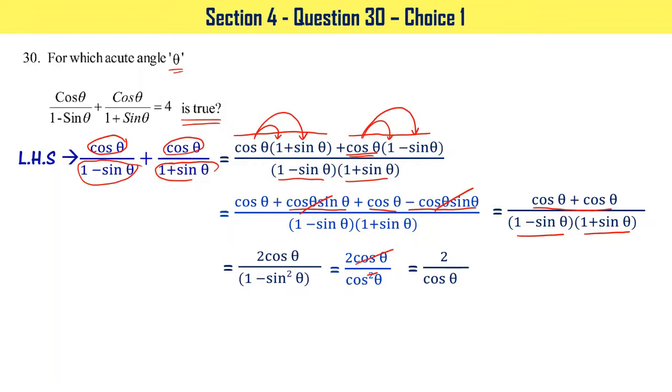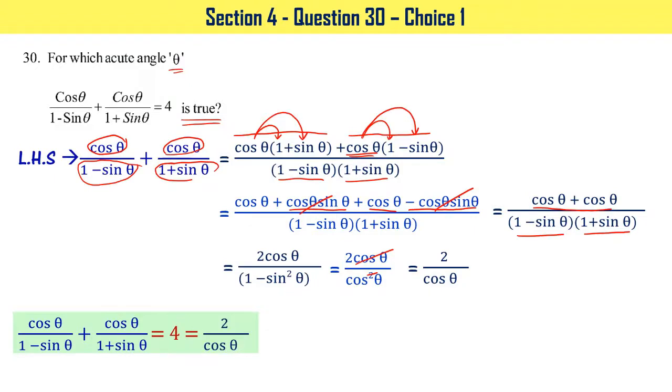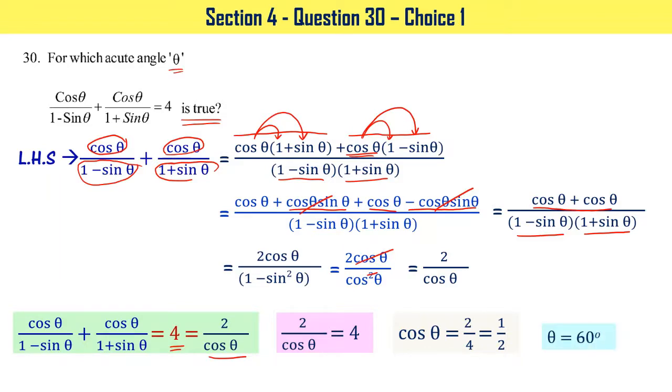Let's now equate LHS to RHS. That says cos theta divided by 1 minus sine theta plus cos theta divided by 1 plus sine theta equal to 4. That is equal to 2 by cos theta, right? It means 2 by cos theta equal to 4. It means cos theta equal to 2 by 4, that is equal to half. From the trigonometry tables, we know that cos theta equal to half means theta is 60 degrees. So the answer is theta equal to 60 degrees. For that, this given equation is true. Let's go to the next problem.